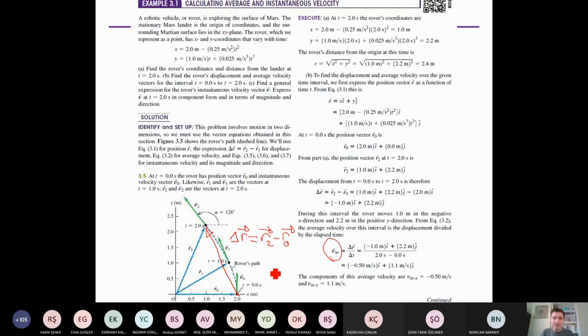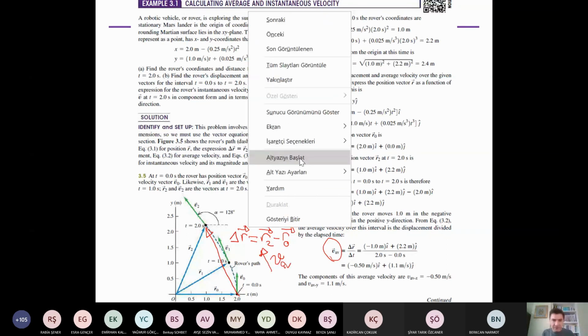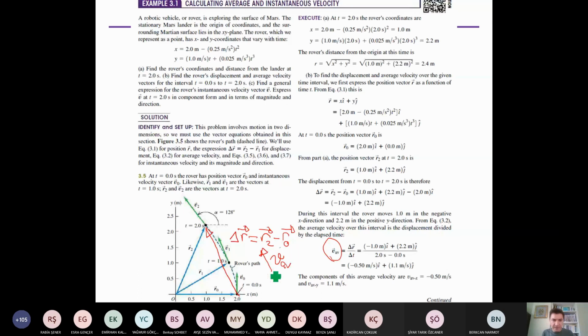And what do you see here? If you take the components of this v average, it has two components, the y component and the x component. This is vx, this is vy. This vx is negative because it is along the negative x direction, and this vy is positive because it is along the positive y direction. Do you have any question here?